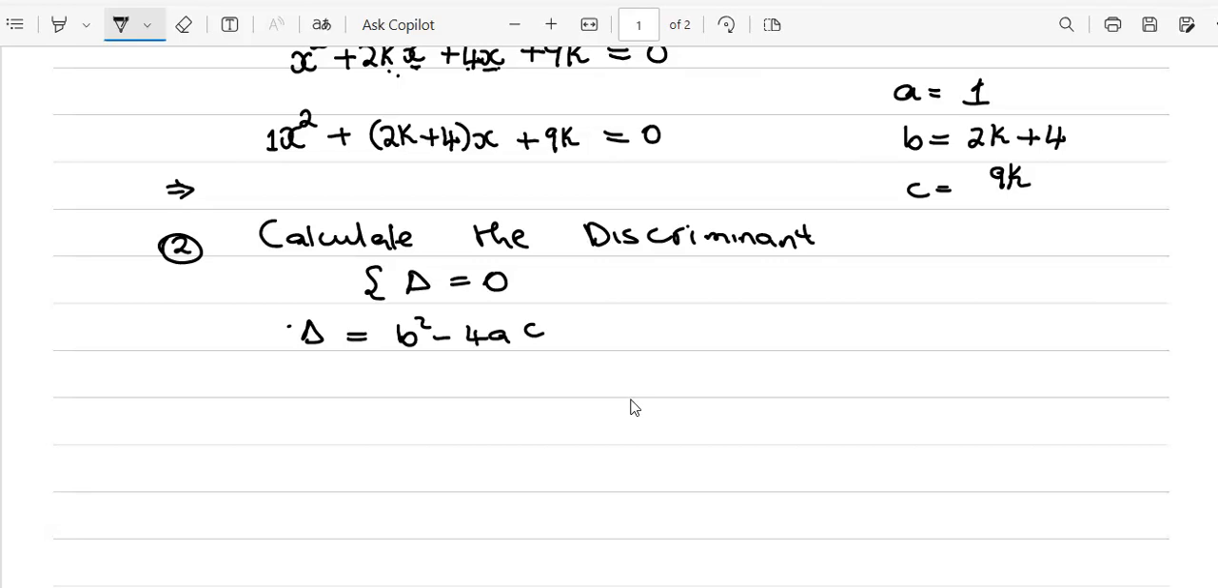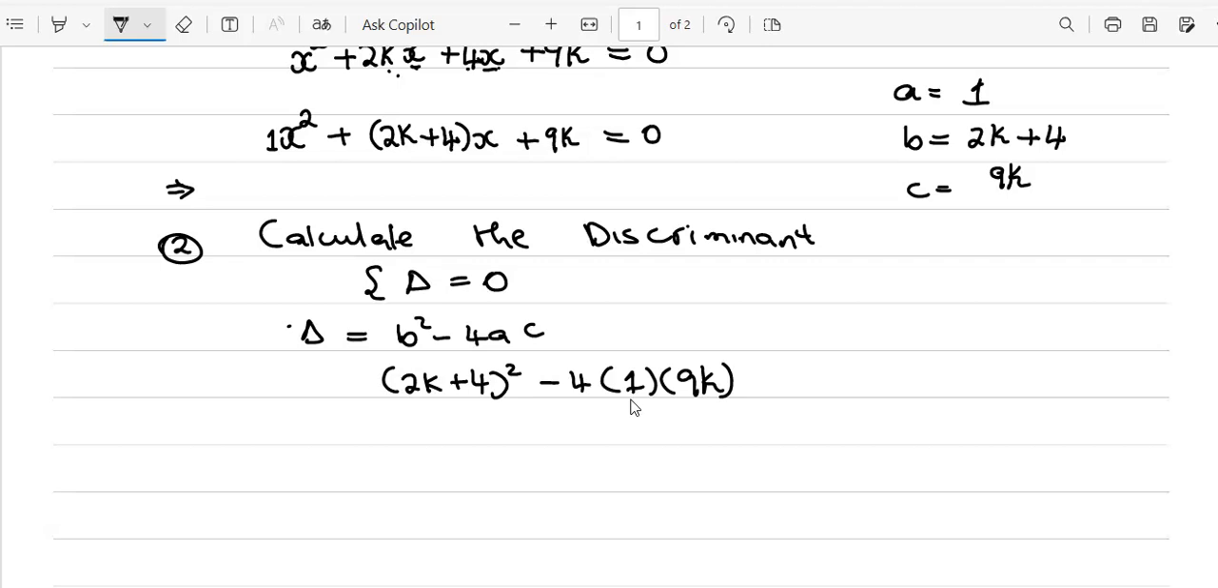The value of b, we know, is 2k plus 4, squared, minus 4 times the value of a, which we have as 1, and the value of c is 9k. Plug in your ingredients, follow the steps. So now you can see that you need to expand the brackets here.